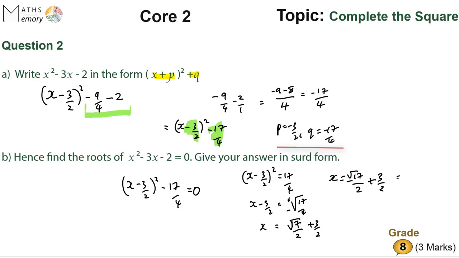We can simplify both of these. With a common denominator of 2, it'll be 3 minus root 17 over 2, and this would simplify to 3 plus root 17 over 2. So those are your two values of x that satisfy this equation. Obviously, when y is 0, you have two roots: the first root being this one, and the second root being this one.